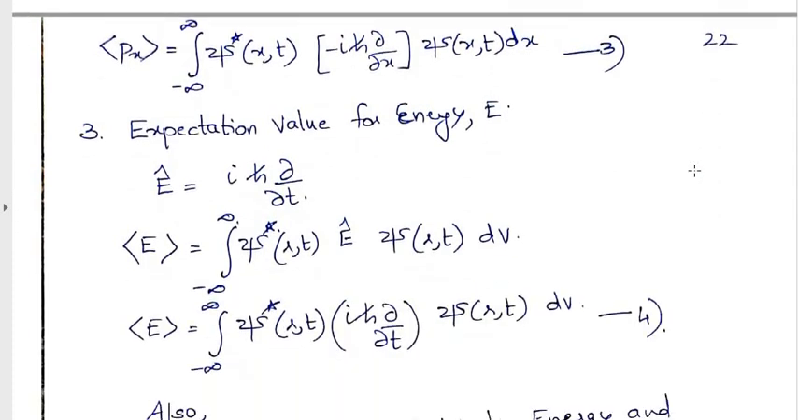Likewise, the expectation value for energy. Once again here, the operator for energy has already been determined, and we have shown that the operator for energy is i h bar del by del t. So therefore the expectation value of energy is the integration of psi star of r,t E cap, that is the operator of E, into psi of r,t dV between the limits of integration minus infinity and plus infinity.